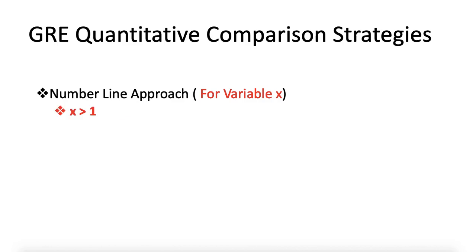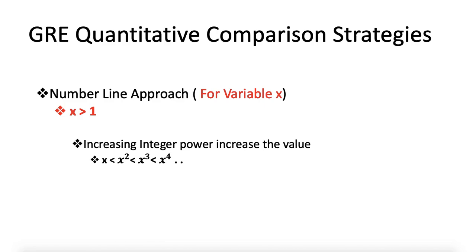The next one is if I am considering a value that is greater than 1. For example, if I consider x is equal to 2, if I take the square of that, the value will become 4. If I take the cube of that, the value will become 8. So by increasing the integer power, the value is actually increasing. That's why x is less than x square, that is less than x cube, and so on.